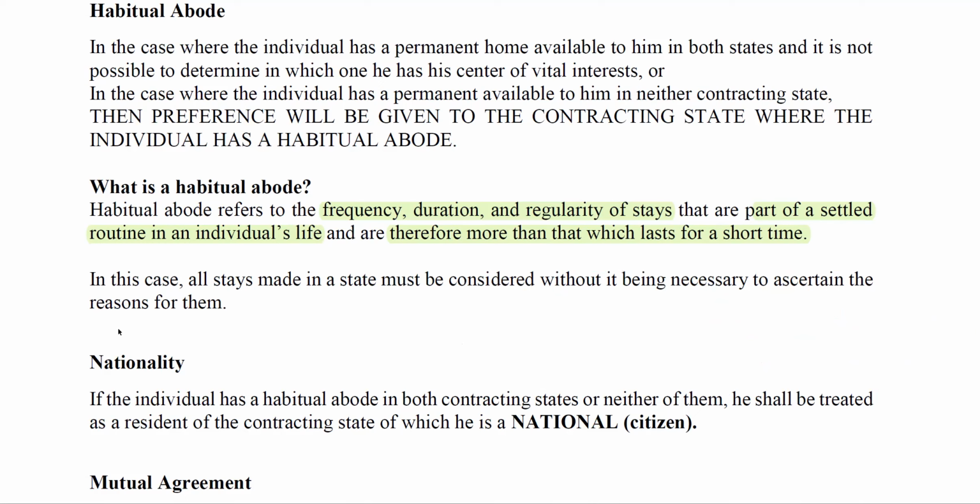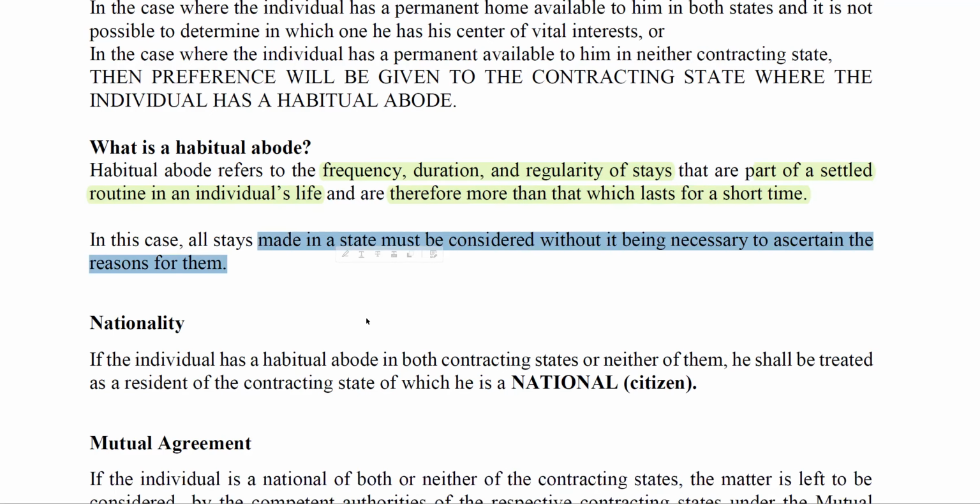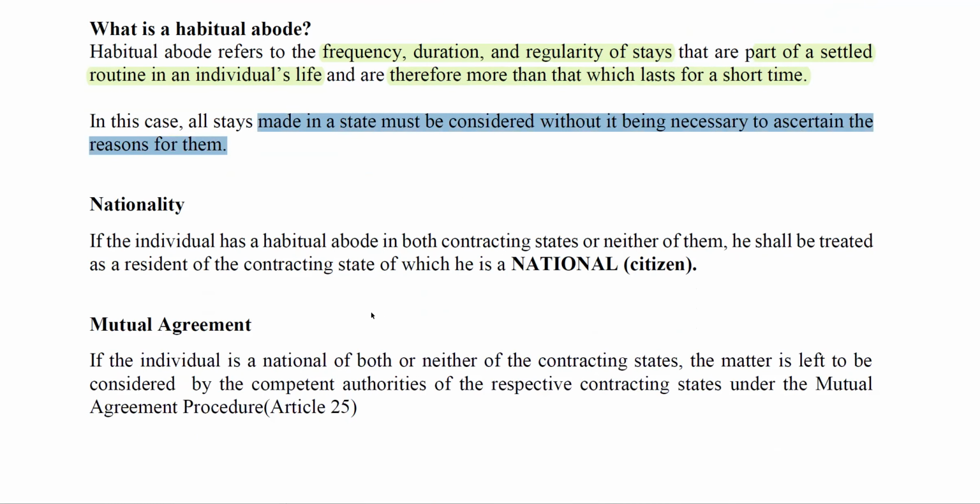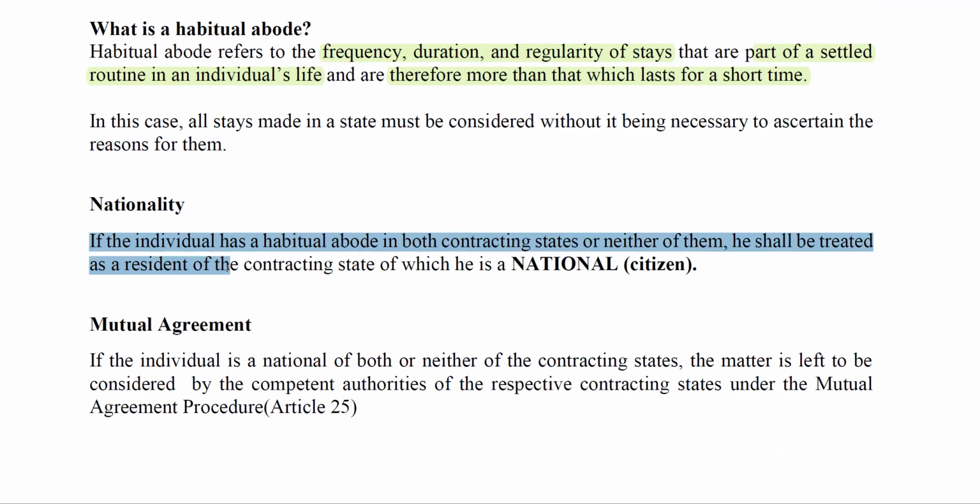Okay, so in this case, note, all stays made in a state must be considered without it being necessary to ascertain the reasons for them. I told you. So just look at when he moves to the state. Now, if the individual has a habitual abode in both states or neither of them, he shall be treated as a resident of the contracting state of which he is a national. That means what? A contracting state where he's a citizen. You get it. Most of the time, nationality and citizenship are alike. So if we cannot determine this, then the competent authorities or the tax authorities of the respective contracting states will what? Settle this under mutual agreement.